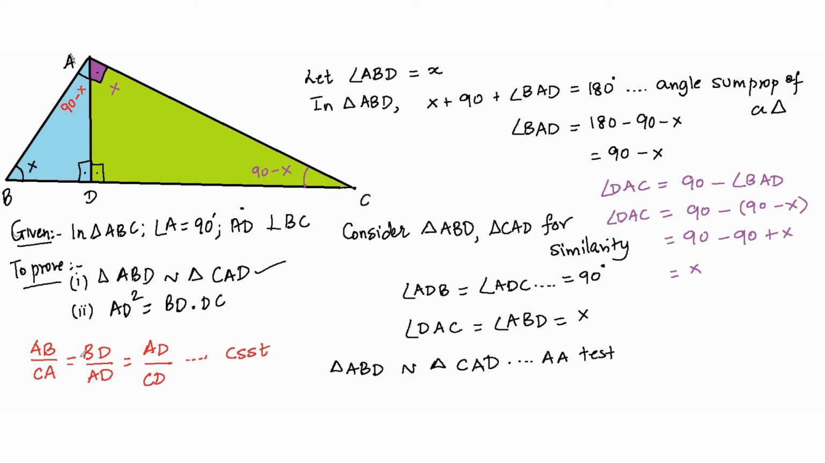Now I want AD square, which means I should pick the second and third ratio. Cross multiplying, we get AD square equals BD times CD, right? Therefore, we have proved the second part also.